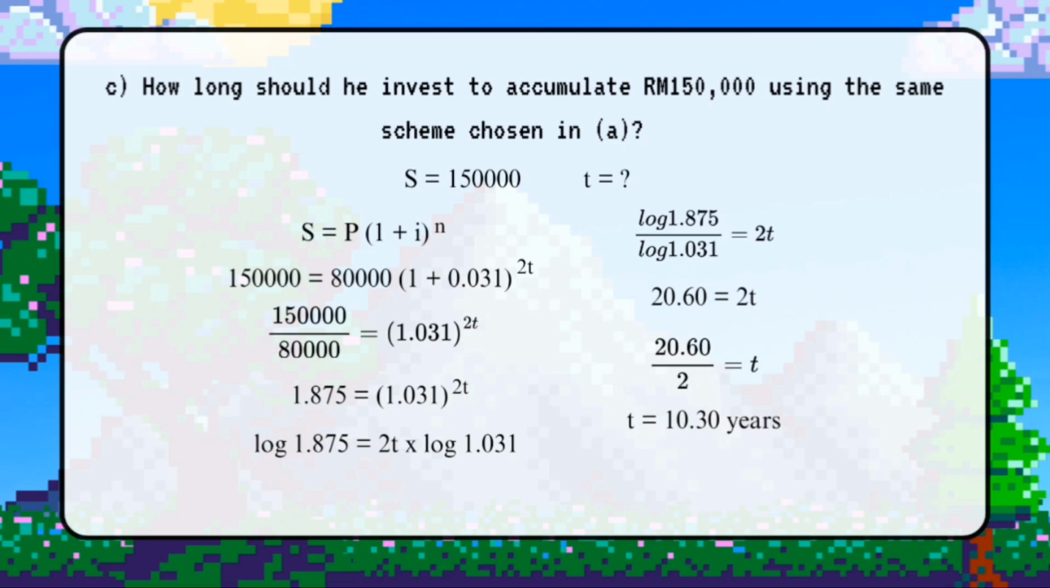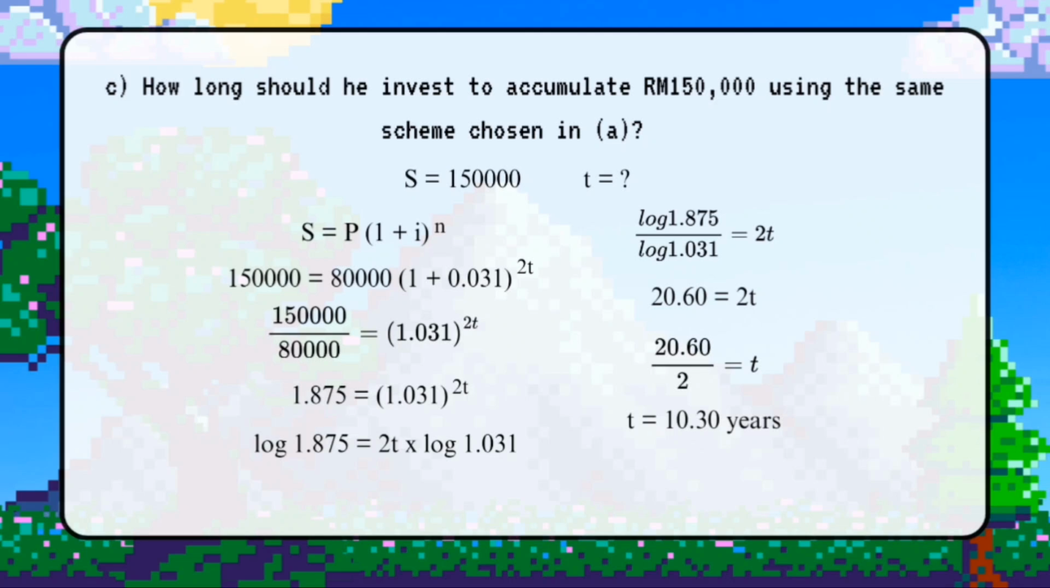For question C, how long shall he invest to accumulate 150,000 ringgit using the same scheme chosen in question A? So based on the question, 150,000 ringgit is S and the question asks us to find t. For this question, we will use the compound interest formula, which is S equals P open bracket 1 plus i close bracket to the power of n. After we substitute the information into the formula, we will get 150,000 equals 80,000 open bracket 1 plus 0.031 close bracket to the power of 2t.